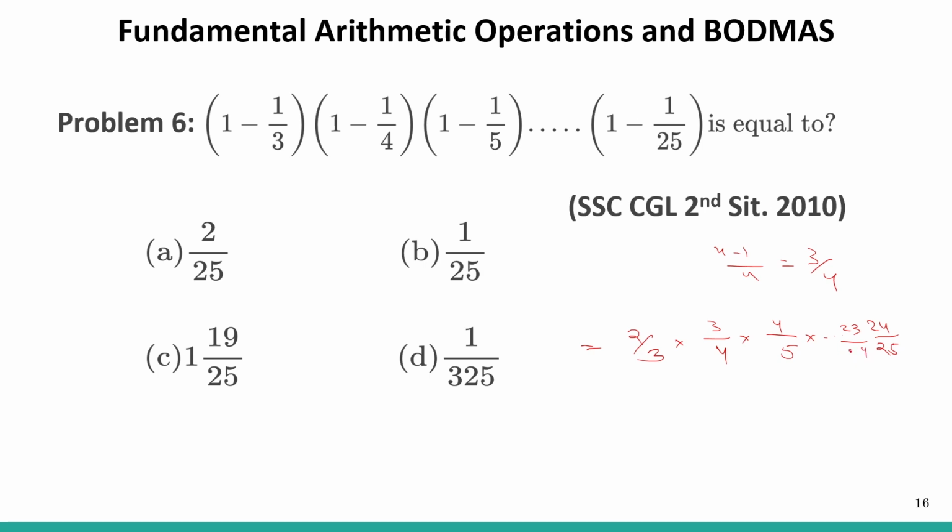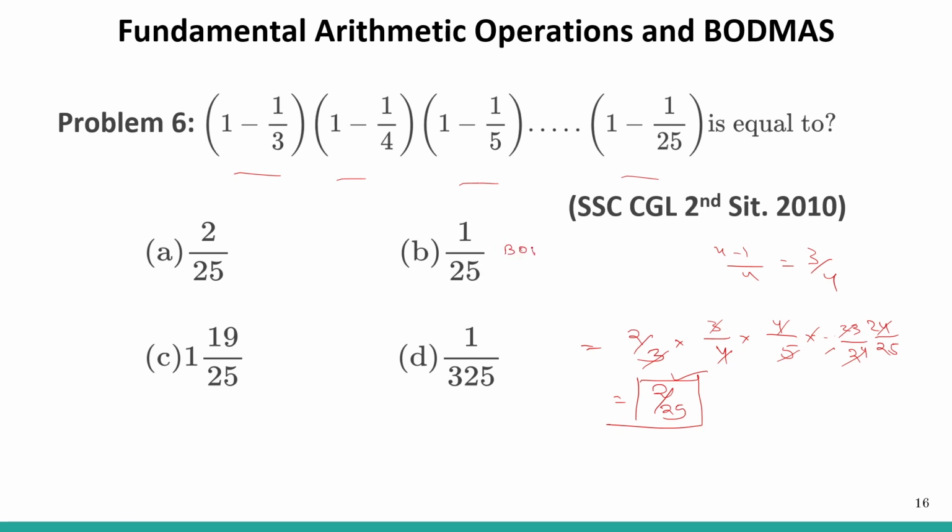As you can see the pattern here, 3 will be cancelled here, 4 will be cancelled here, and 5 will be similarly cancelled, and then 24 will be cancelled. In such a way, what we will achieve eventually is 2 by 25. So the correct answer will be 2 by 25. It seemed hard, but as you can see, it is actually easy. What we did was we first simplified the innermost terms.